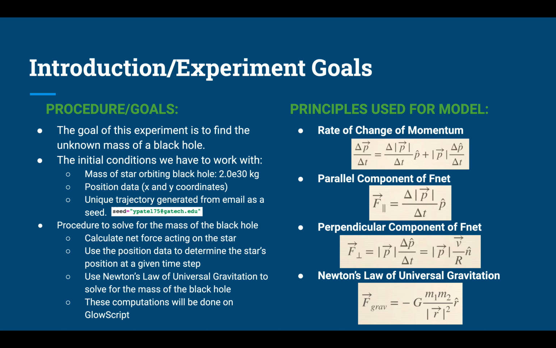The procedure to solve for the mass of the black hole is as follows. First, we want to calculate the net force acting on the star. We want to do this by using position data to determine the star's position at a given time step. And finally, we want to use Newton's law of universal gravitation to solve for the mass of the black hole. All of these computations will be done on GlowScript, which will make it much easier on us. And on the right, you can see the principles that are used for this model. We use the rate of change of momentum, the parallel component of Fnet, the perpendicular component of Fnet, and finally Newton's law of universal gravitation, which we will ultimately use to solve for the mass of the black hole.